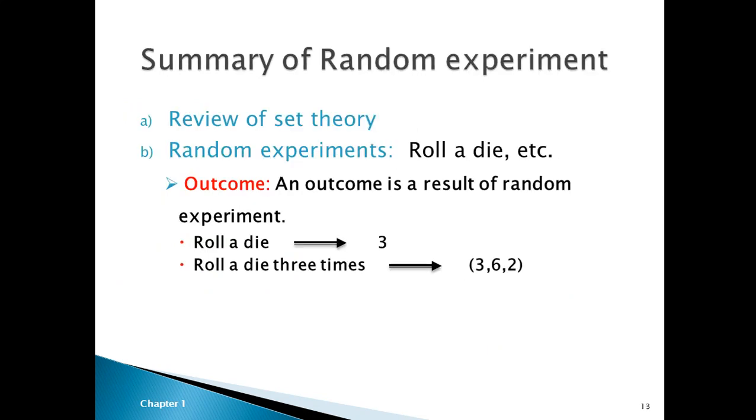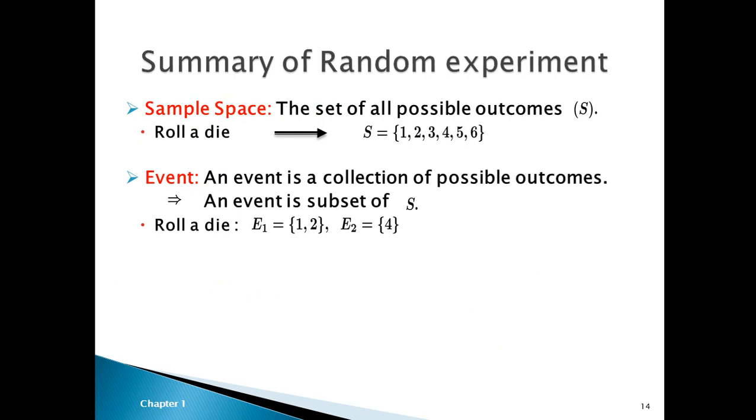Summary of random experiments. We have a review of set theory and random experiments and their examples, such as rolling a die or tossing a coin. The outcomes: an outcome is a result of a random experiment, such as rolling a die, and rolling a die 3 times. Sample space: the set of all possible outcomes. The sample space for rolling a die is {1, 2, 3, 4, 5, 6}.